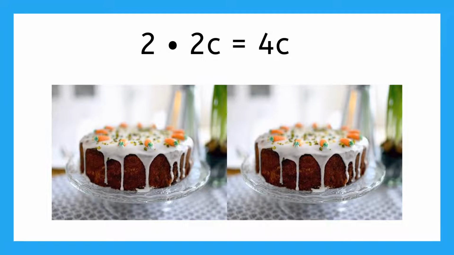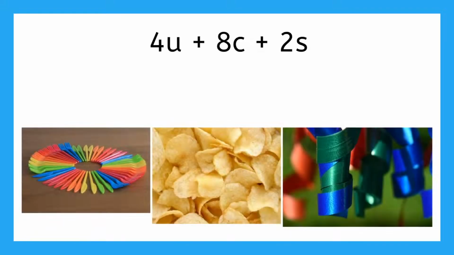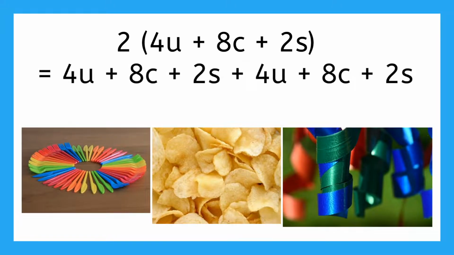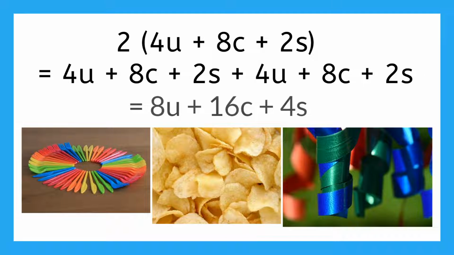But if we have to double every single party supply, this is going to take forever. Isn't there a quicker way to do this? Wait, why don't we just double everything at once? For my last party, we needed 4 packs of utensils, 8 bags of chips, and 2 packs of streamers. So if we double everything at the same time, remember multiplying by 2 just means adding another set of the same thing. So we add a second set of items and combine like terms, giving us 8 sets of utensils, 16 bags of chips, and 4 packs of streamers.